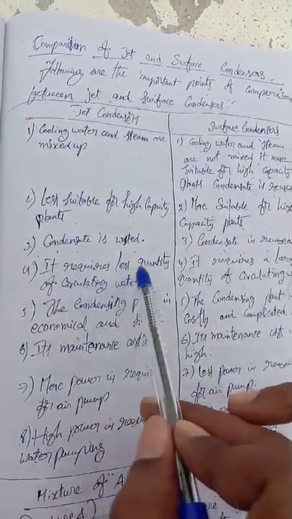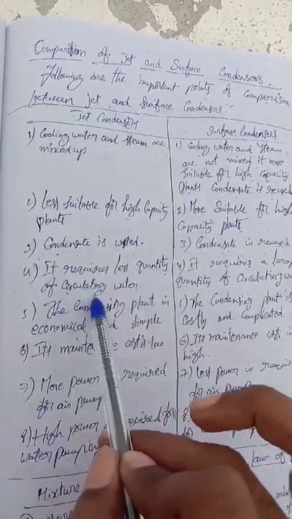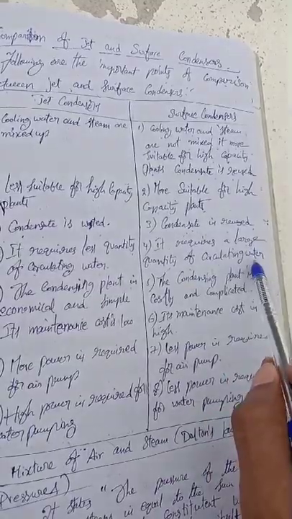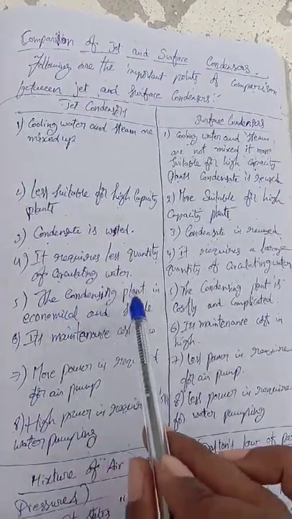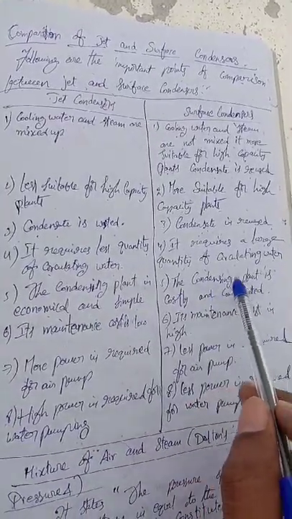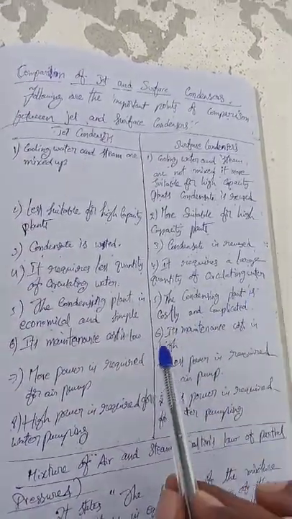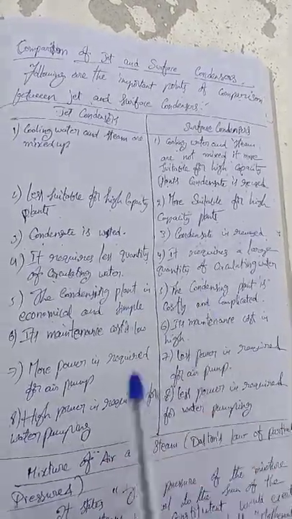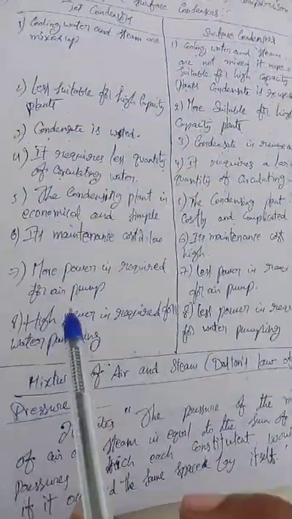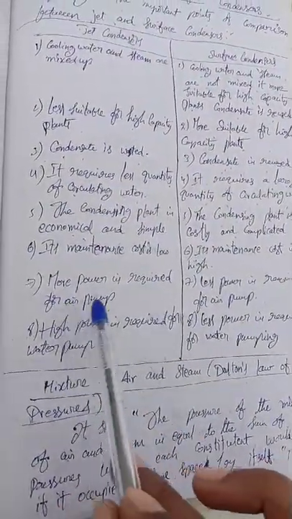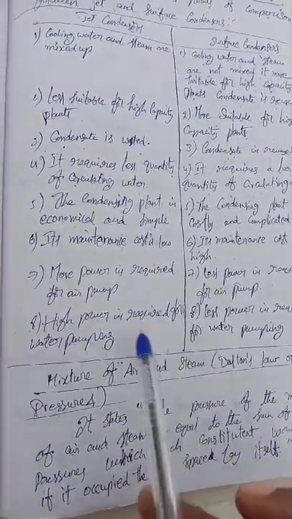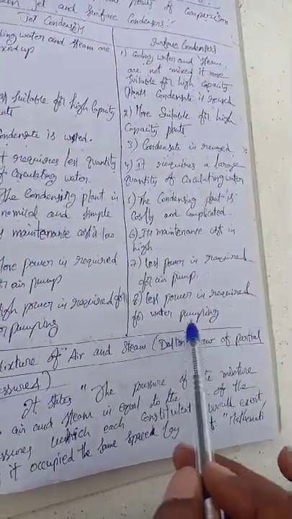Jet condensers require a less quantity of circulating water; surface condensers require a large quantity of circulating water. The jet condensing plant is economical and simple; the surface condensing plant is costly and complicated. Jet has low cost, surface has high cost. Maintenance cost is low for jet and high for surface. More power is required for the air pump in surface condensers, and less in jet. High power is required for water pumping in jet condensers, and less in surface.